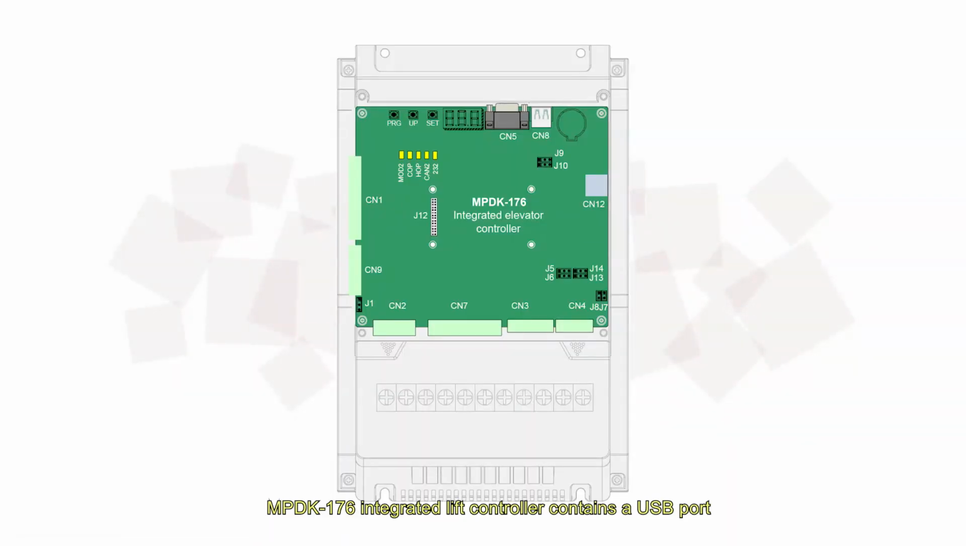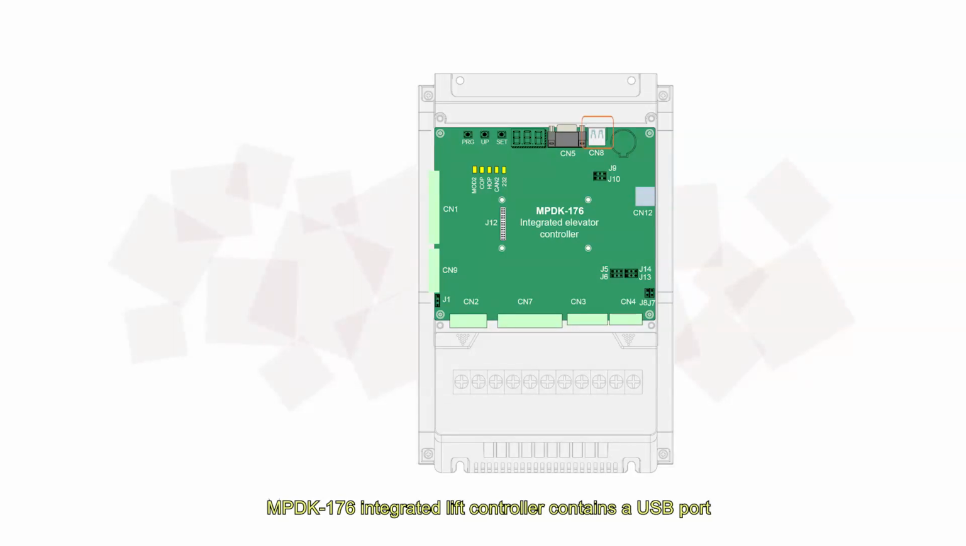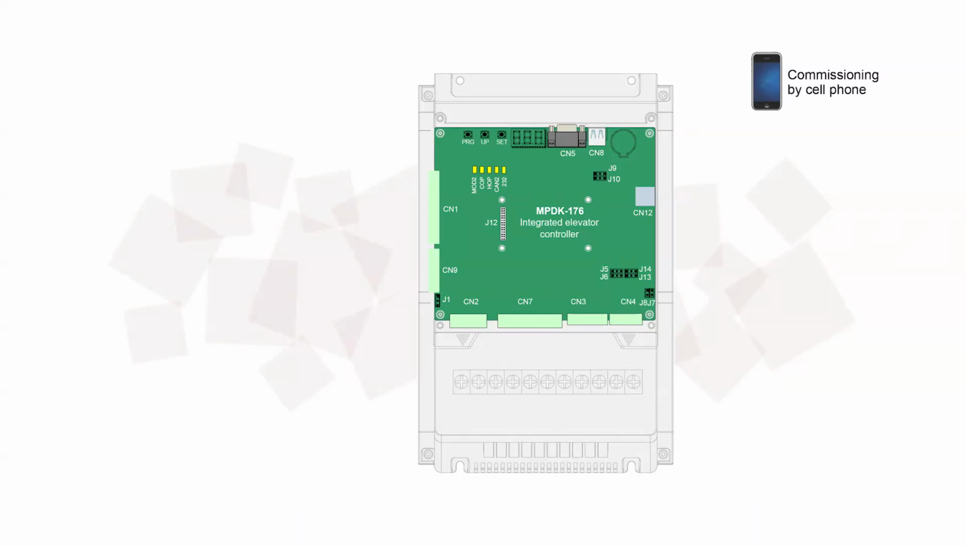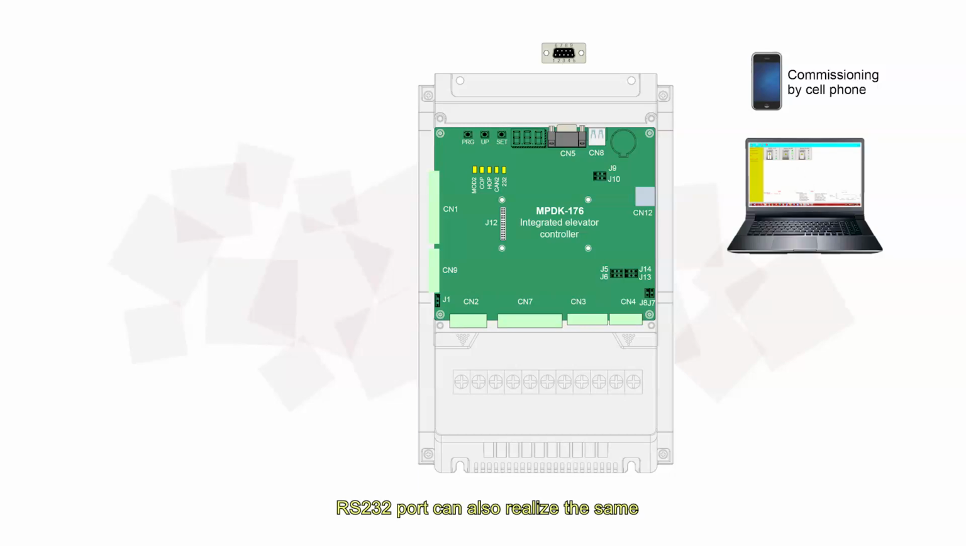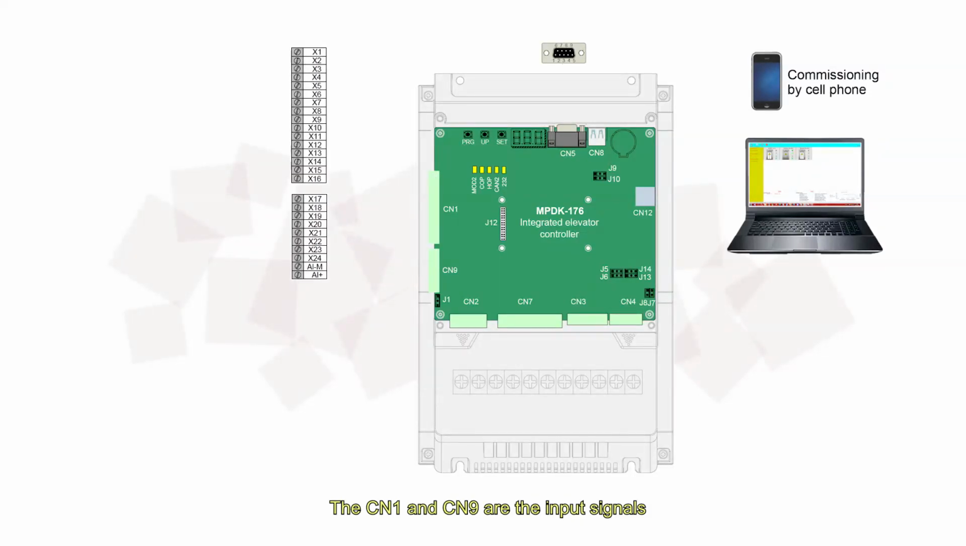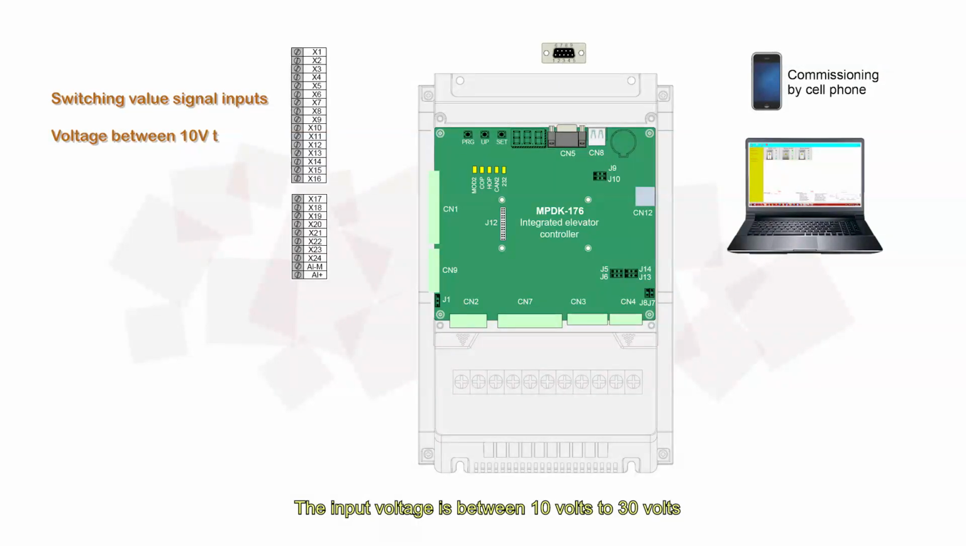MPDK 176 integrated lift controller contains a USB port, used for remote reprogramming of the motherboard and remote debugging. Beside is the RS-232 port, which can be used for debugging, and also for remote monitoring. The CN1 and CN9 are the input signals, which are switching value signal inputs. The input voltage is between 10 volts to 30 volts, and the input current limit is 5 milliamperes.